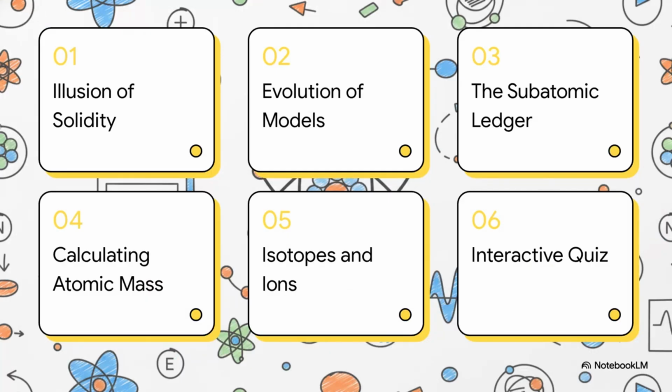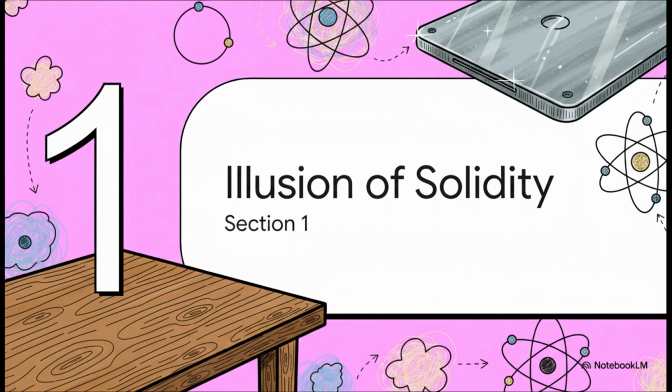I'm a big fan of structured learning, so here is our visual syllabus for today. We'll be hitting the illusion of solidity, the evolution of atomic models, the subatomic ledger, calculating atomic mass, isotopes and ions, and then we'll wrap it all up with an interactive practice quiz. All right, let's kick things off with Section 1, the illusion of solidity.